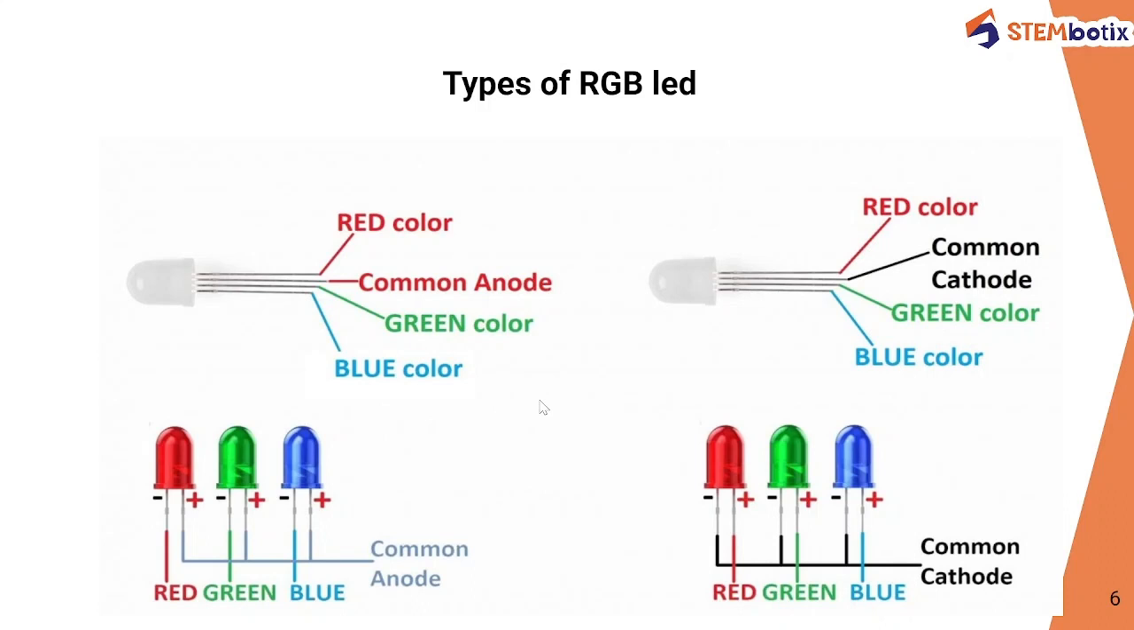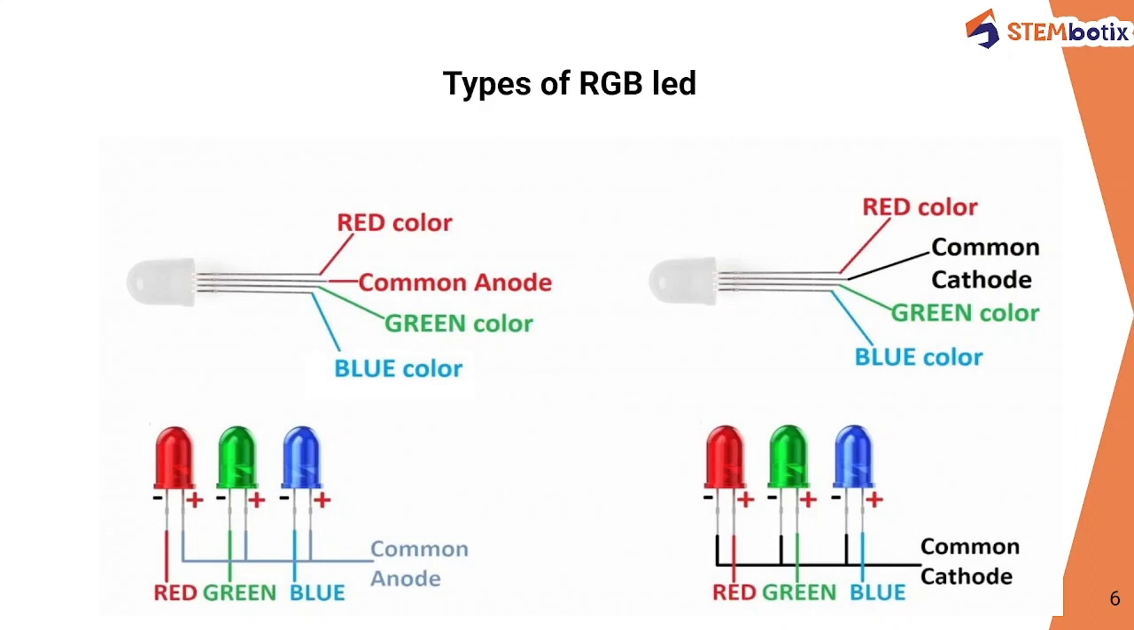On the other hand, a common cathode RGB LED also consists of four terminals, but in this type of RGB LED, one terminal is the common cathode. Yes, this black text shows the common cathode terminal. One is the red LED anode terminal, one is for the green LED anode terminal, and the last one is for the blue LED anode terminal.